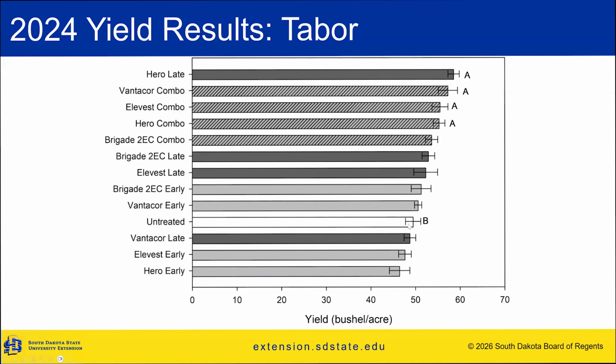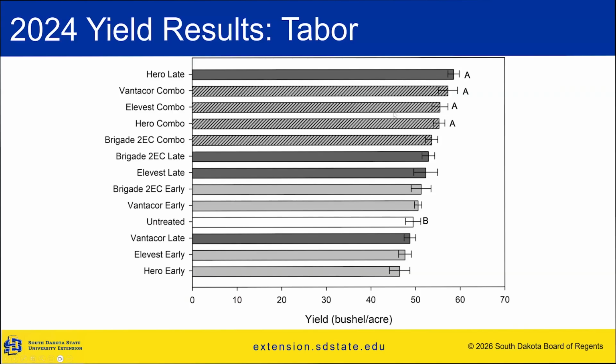Now, you'll notice also the Tabor yielded a little bit better than the Minnow location in 2024, probably just due to moisture availability. It seemed like the rains were kind of hit or miss that year. But we see we're about at 49 bushels per acre, and then we got up to about 56, 57 on our late application of Hero.